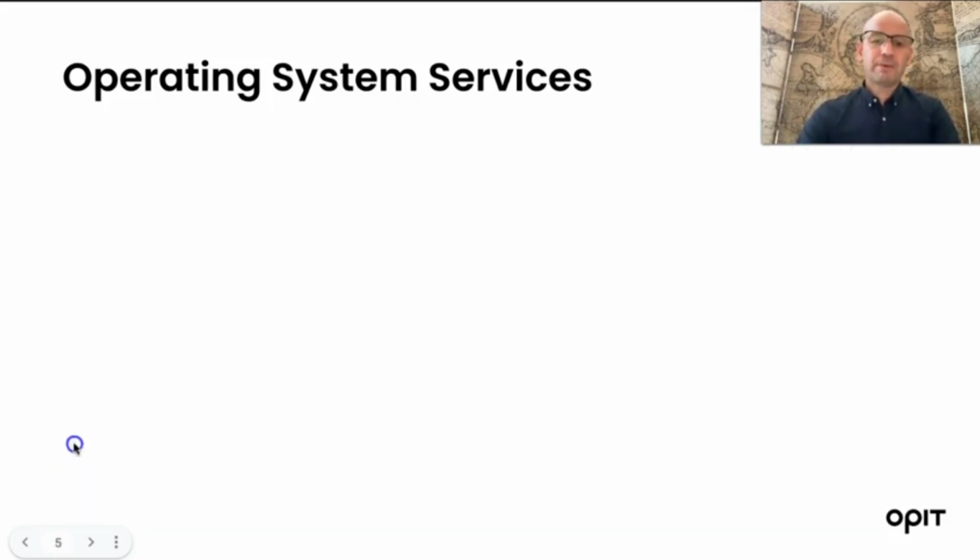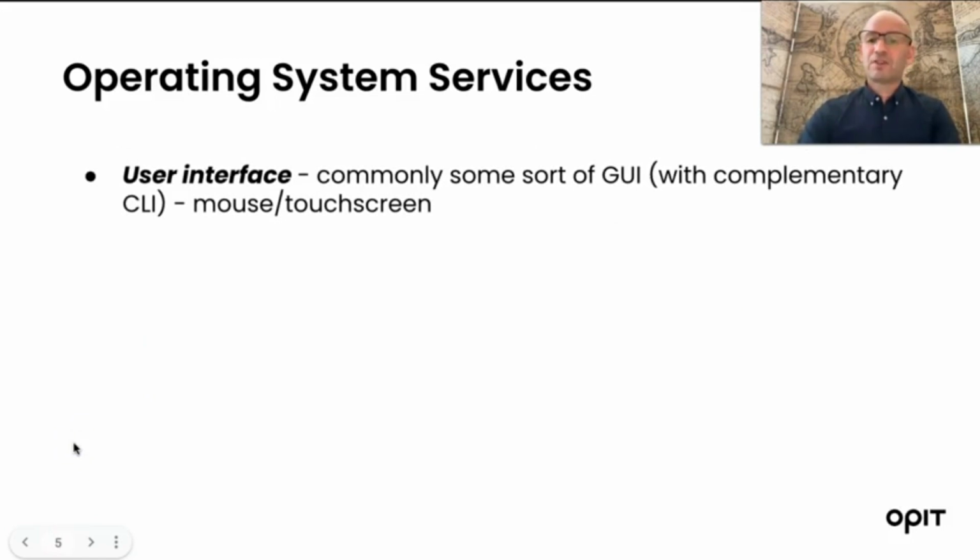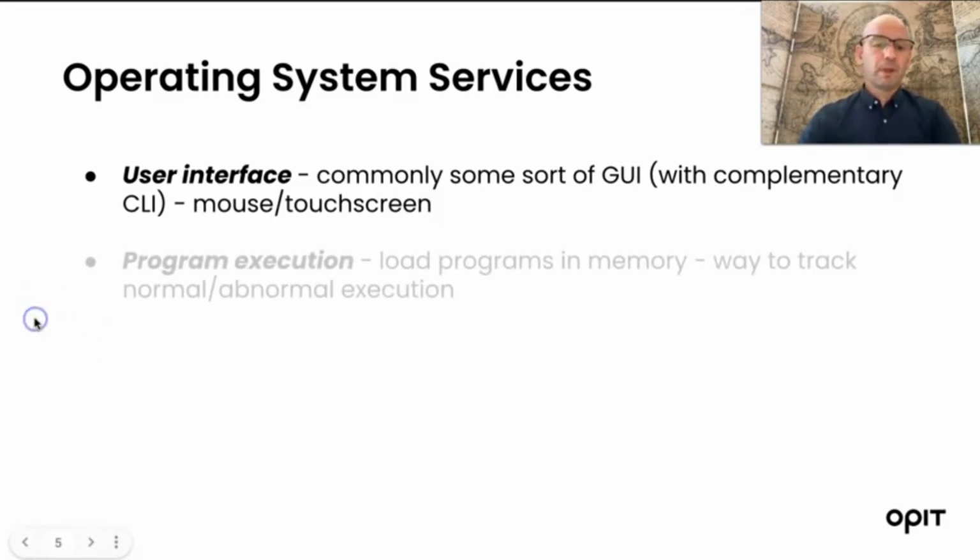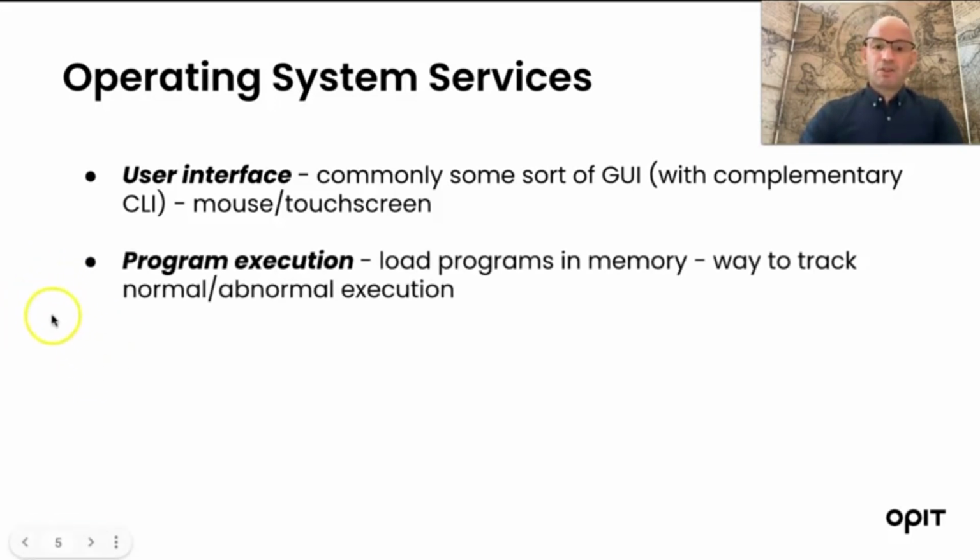Okay, moving on. Here's just what I was saying in a nutshell. The user interface is commonly some sort of GUI: mouse, and touchscreen these days, on smartphones and also some laptop devices that allow for touchscreen, a Chromebook, for example. Program execution loads programs into memory, with ways to track whether a process or program executed normally or there was some sort of abnormal execution, so handling errors.